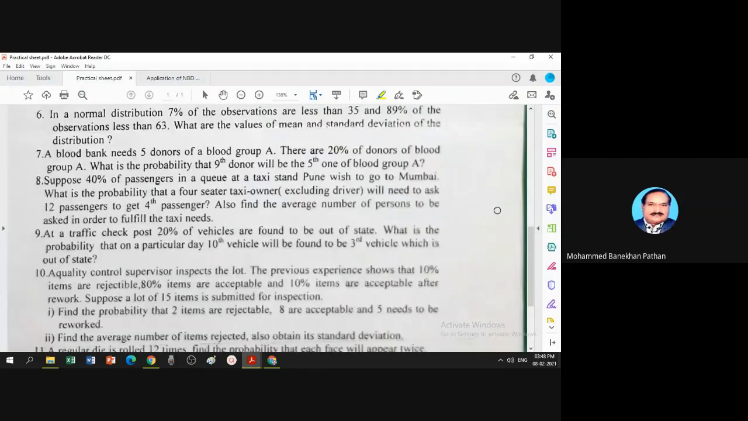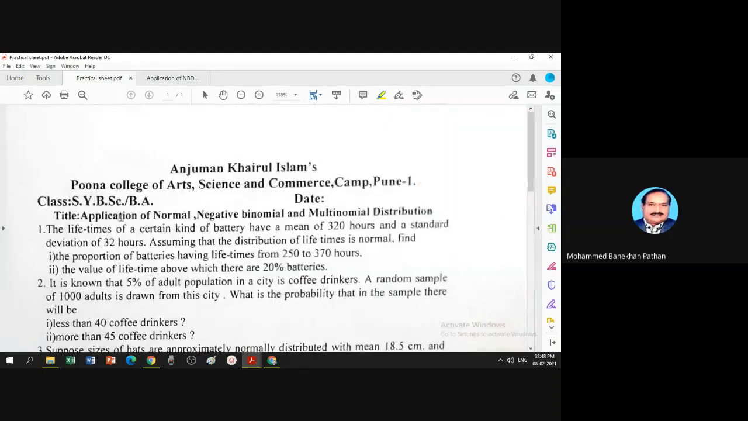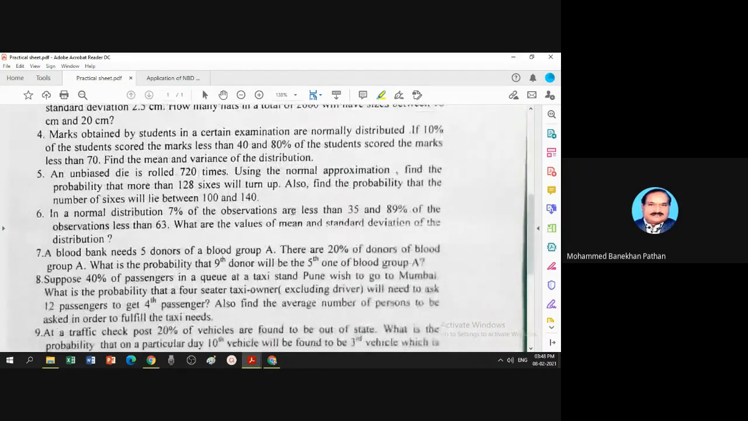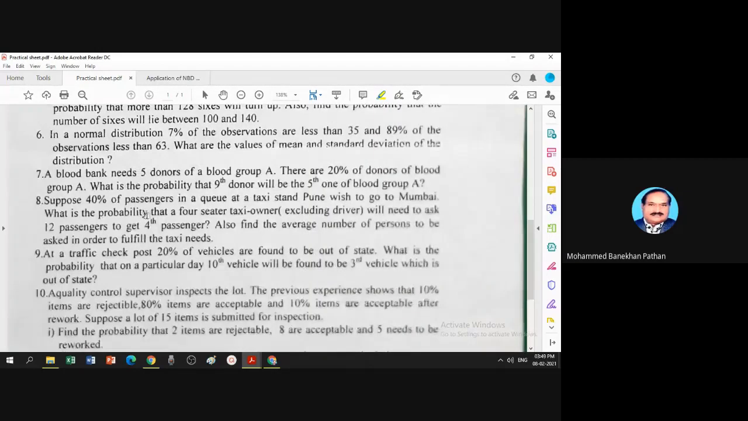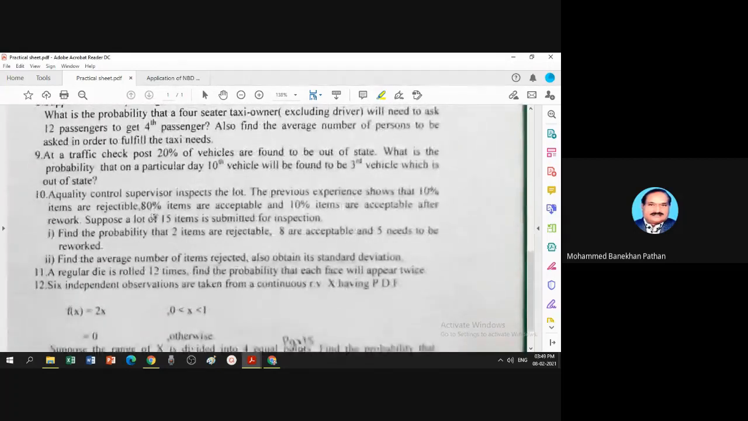Applications of normal, negative binomial and multinomial distribution. The first 6 questions are coming from normal distribution. Then 7, 8, 9 and 10... 9, 7, 8, 9. These are the questions from negative binomial.